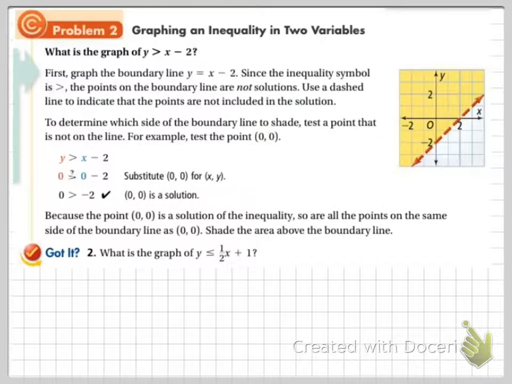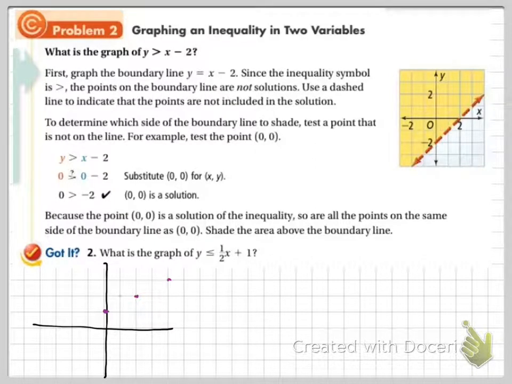So let's try graphing. We've got this equation here, y is less than or equal to 1/2 x plus 1. So I'm going to draw in my axes, and I'm going to start graphing this just as if it had an equal sign. So I'm going to put a dot at 1 on my y-axis. I'm going to go up 1 to the right 2, up 1 to the right 2.